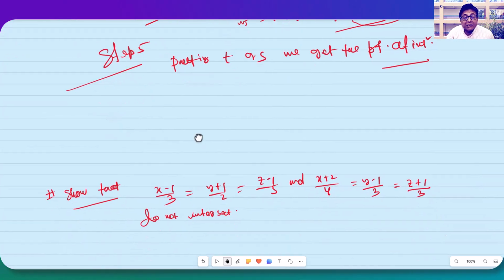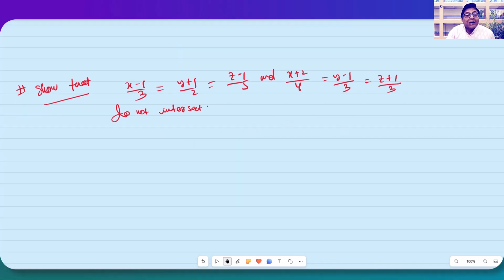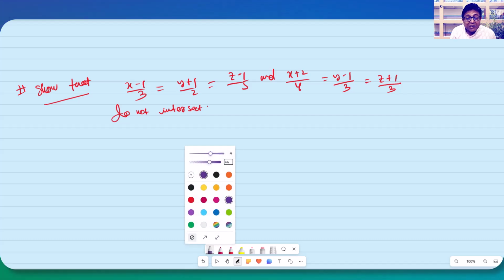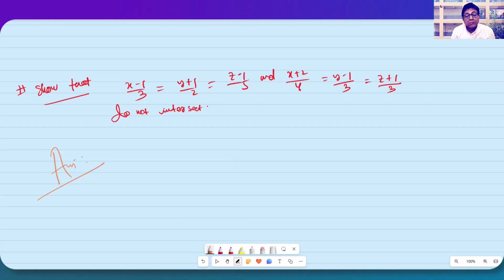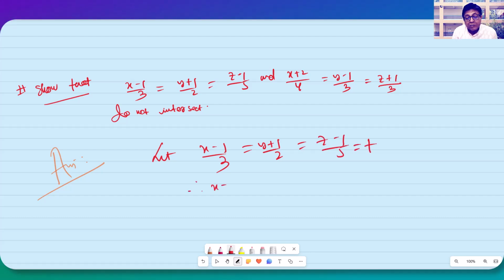Okay, I am taking this example here, so that these two lines do not intersect. How to answer this question? If they do not intersect, then how to answer it? So we first take a point on this line. Let (x minus 1)/3 = (y plus 1)/2 = (z minus 1)/5 equal to t. So x is 3t plus 1, y is 2t minus 1, and z is 5t plus 1. You got a point on the first line.